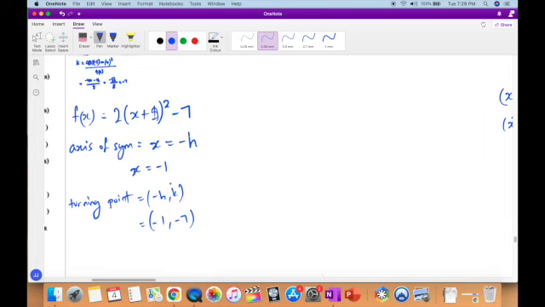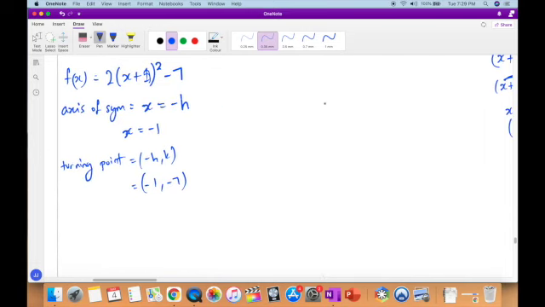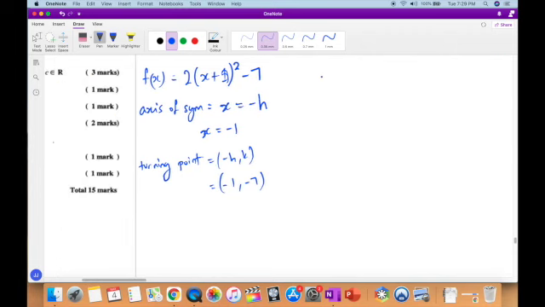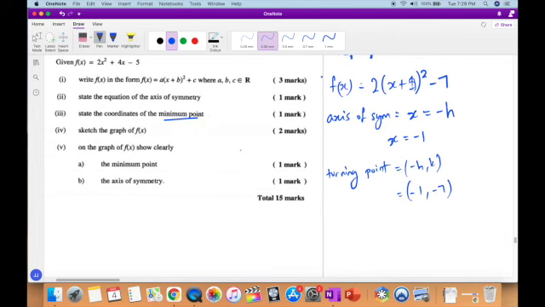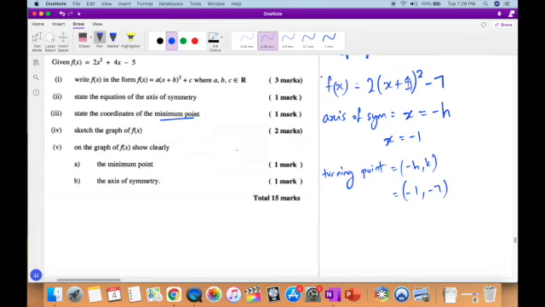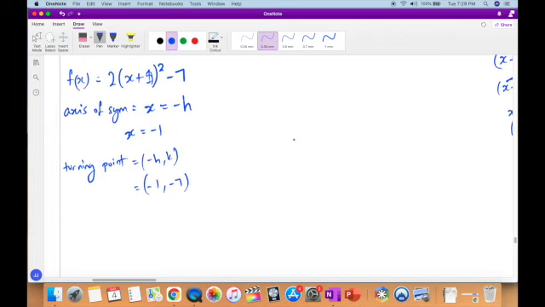So we were doing this all day. Sketching this graph is easy. We need the roots though. Do we have the roots? Oh, we don't have the roots. One mark minimum point, one mark axis of symmetry. We have the minimum point, axis of symmetry. And I mean, they didn't give us no marks for the sketch of the graph of f of x here, and they give us 2 marks for that. So I'm hoping that we had to find the roots there.